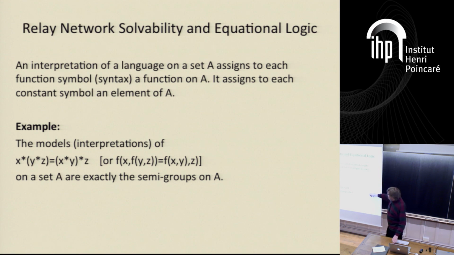So here's an example of a model. If you, for example, have this term equation, that's the same as, you can also write it like this. The models for this equation are exactly semigroups on A. Of course, they don't have to be finite. So in general, for equational logic, we also look at infinite models.